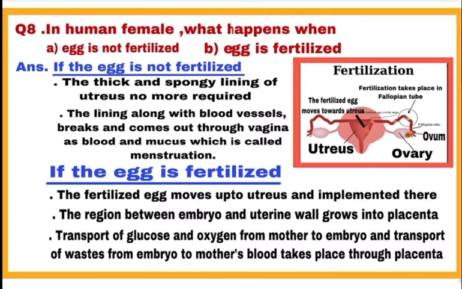What is the role of placenta? Point number 3. Placenta helps in transport of glucose and oxygen from mother to embryo, and it also helps in transport of waste material from embryo to mother's blood, and embryo grows in the uterus till birth. Clear?